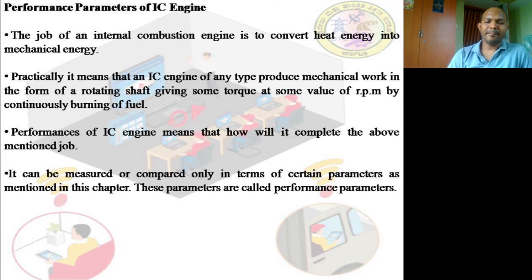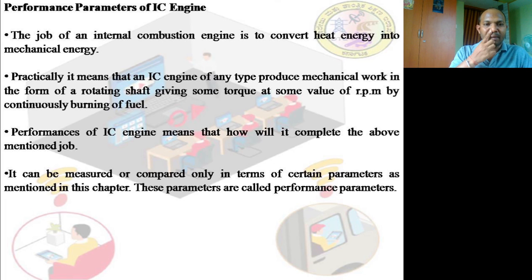So basically, performance of IC engines means how well it will complete the above mentioned jobs. That is more important. Basically, what happens now? You have a 120 cc, 110 cc, 1200 cc. What does it mean? Cubic centimeter. That means the amount of fluid that can be taken inside the engine cylinder and that can be compressed. Now you might have observed the higher cc vehicles will move faster, will produce more power. It is only because it is taking more fuel. That is the major advantage of that.